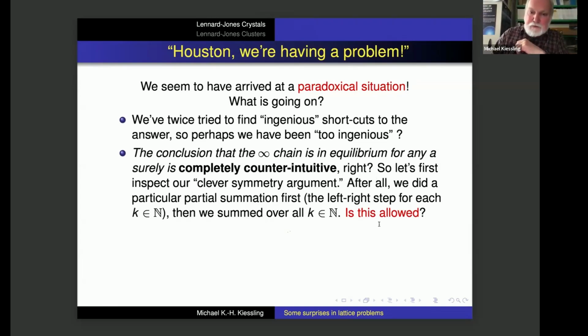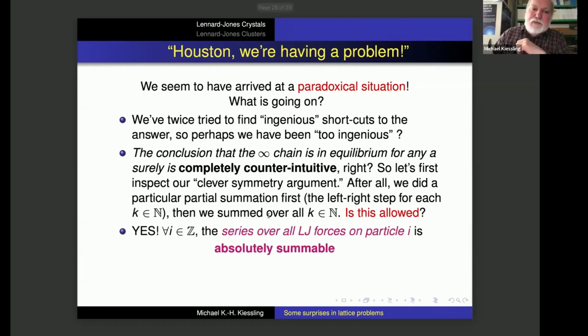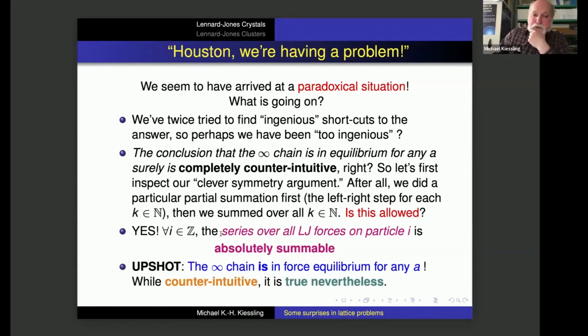Is this allowed? Well, it turns out yes. The reason is simply that the series are absolutely summable, so I can resum as I want and I always get the same result. So this is actually the first guess where something may have gone wrong, but it's not gone wrong here. The upshot is, because of the absolute summability, the infinite chain is in a force equilibrium for any A. It is counterintuitive, but true nevertheless.